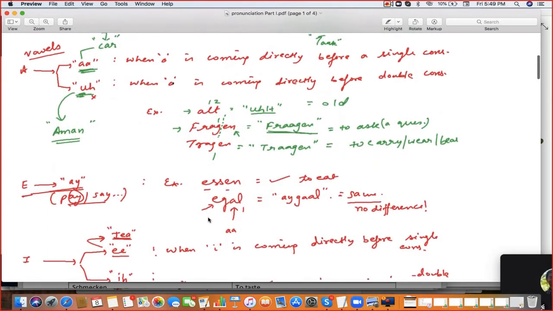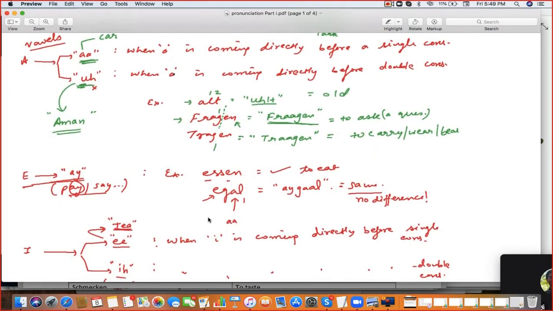Alt, fragen and tragen. Next is E. E is having the A sound, okay? E is having the A sound. Speak the example. Essen. E is always having the A sound. So, essen. That is essen. And second is?